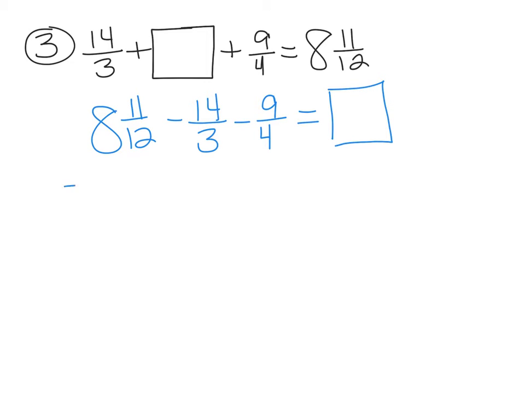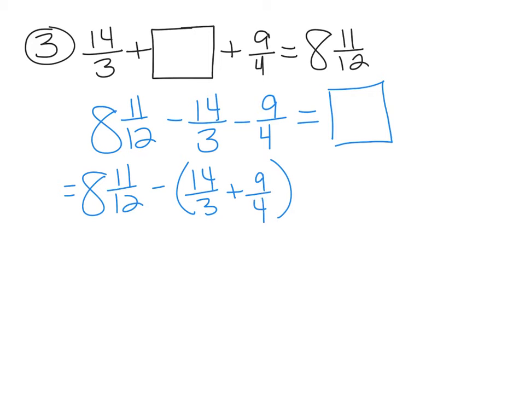So we're going to start with our 8 11/12. And I'm going to subtract, but you know what? I'm going to combine these so I don't have to subtract and subtract again. So I'm going to add 14/3 plus the 9/4. To make my life easier, I'm going to convert my 14/3 and my 9/4 to mixed numbers, meaning I have a whole number and a fractional part. So 8 11/12 minus, well, 14/3.